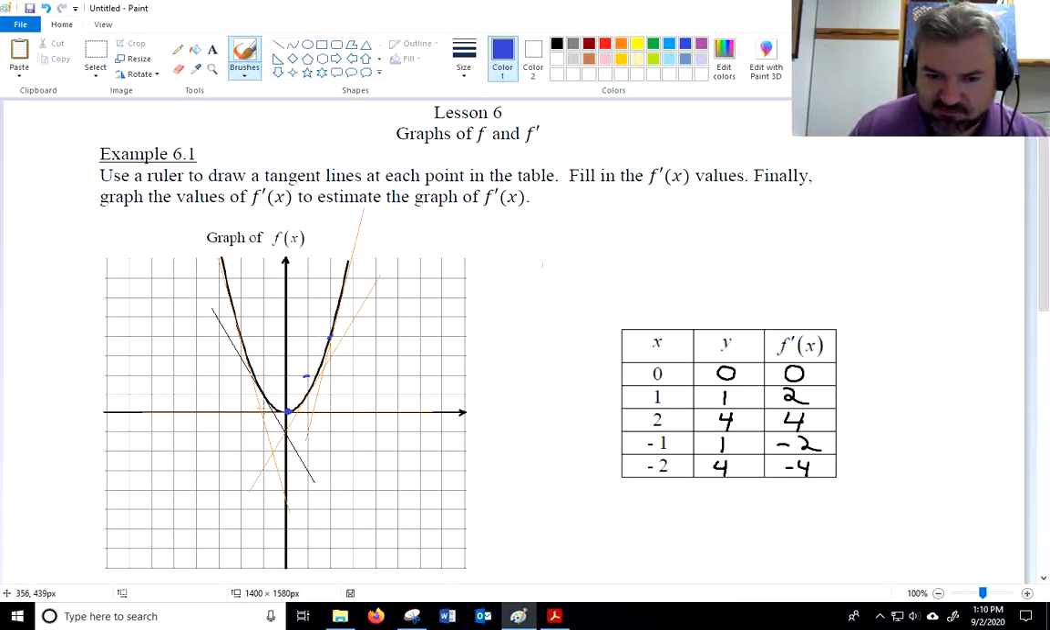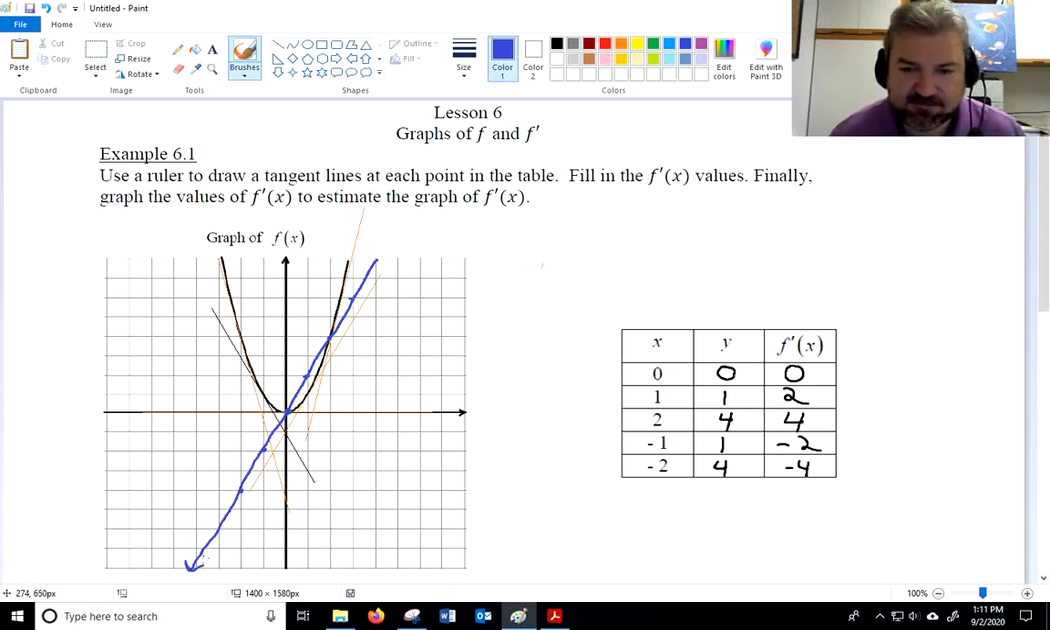X of negative 1 goes to negative 2. X of negative 2 goes to negative 4. So do you see a pattern here? It looks like it's a line, right? Right through there. A line with a slope of 2. So what appeared to be a quadratic derivative resolved down to a line.